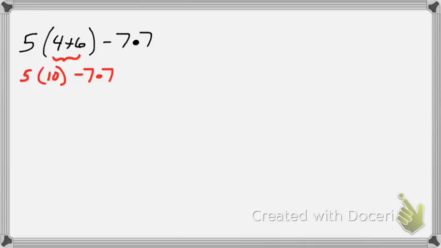Okay? So, 5 times 10 is 50. You should know your times tables. What's 7 times 7? No. 7 times 7 is 49. What's 50 minus 49? 1. So there's your answer right there.